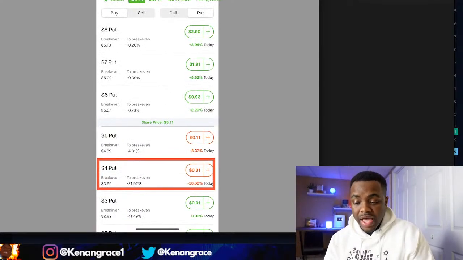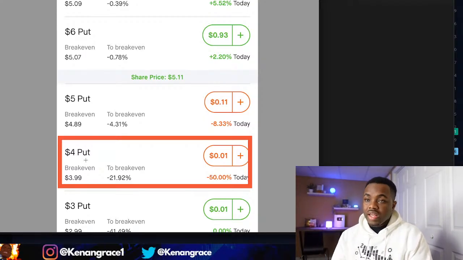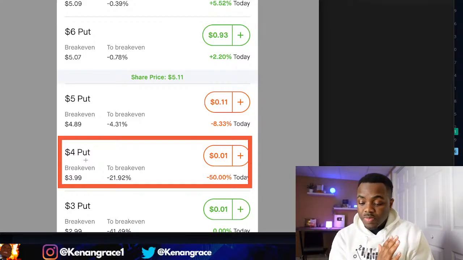Now, let's imagine that we decided to buy this $4 put option. Now let's look at everything that we see here. When you buy a $4 put, your break even by expiration is going to be $3.99. You need this thing to drop to $3.99 if you hold it all the way to expiration.